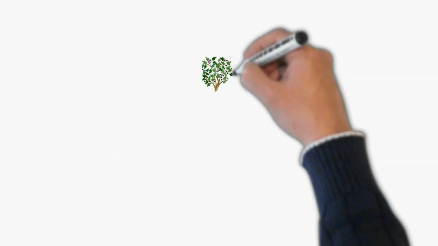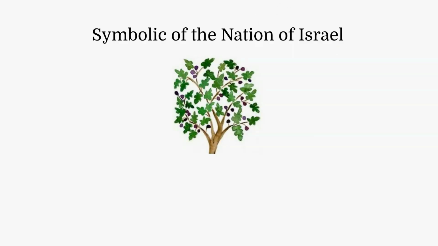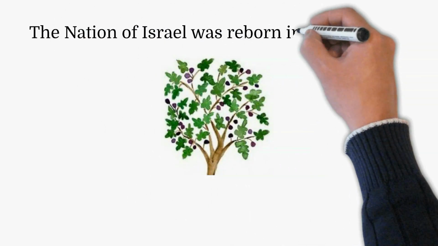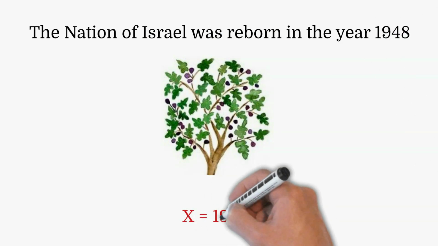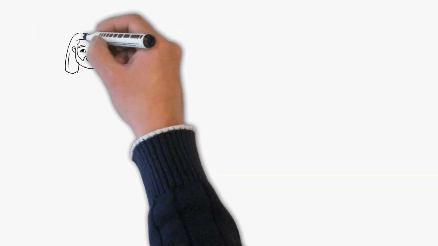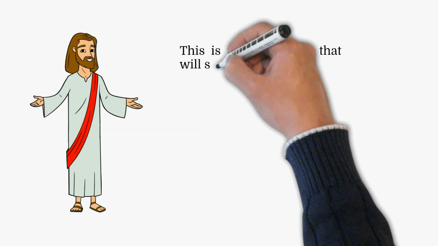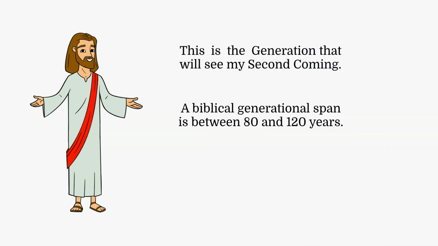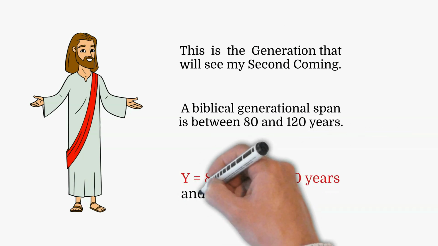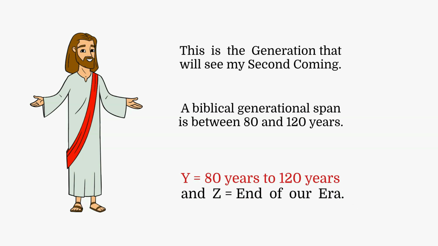The imagery of the fig tree is symbolic of the Israeli nation. The budding or putting forth of leaves is symbolic of the rebirth of the Israeli nation. This historical event occurred in the year 1948. X equals 1948. Jesus said, "When you see the fig tree budding, that generation will see his second coming." A biblical generational span is between 80 to 120 years. Y equals 80 to 120 years. Z equals the end of our era.